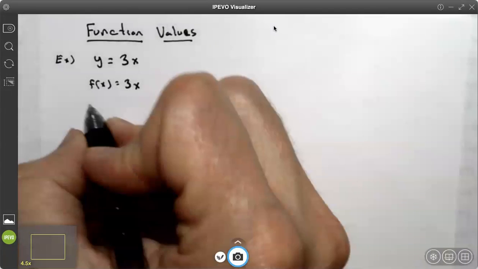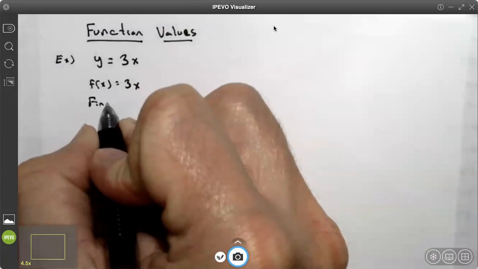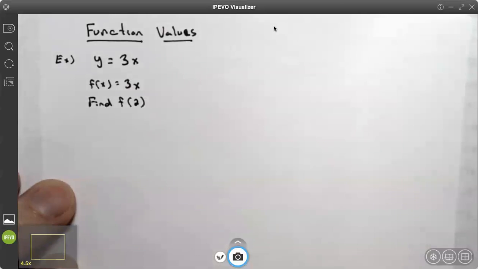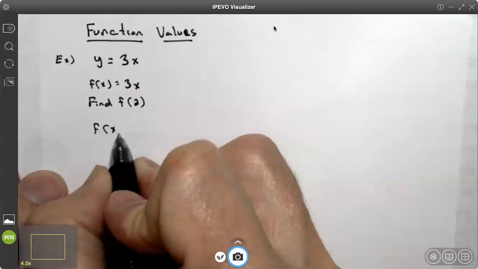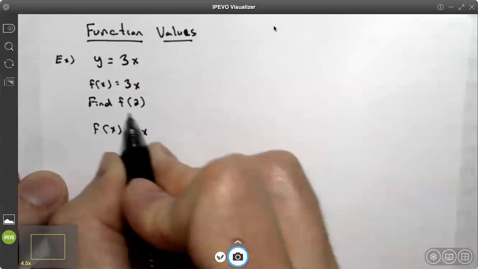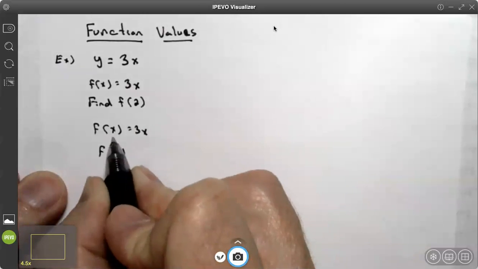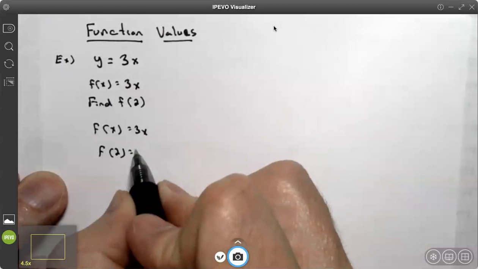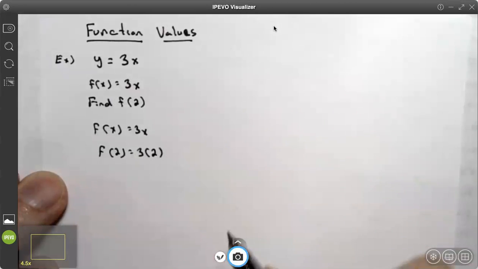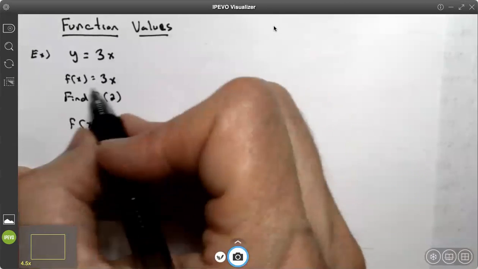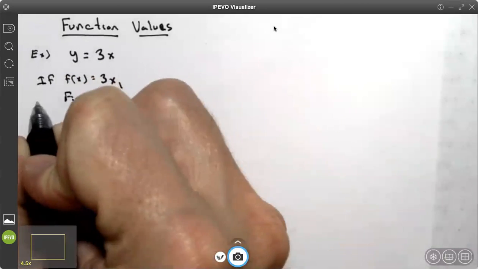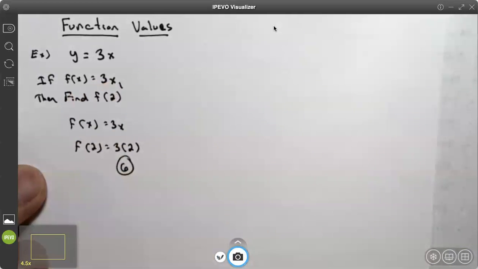And then I could ask the question, find the function of 2. Okay, so I have my original function, f of x equals 3x. Find f of 2. Well, I'm going to replace everywhere I see an x with a 2. If f of x equals 3x, then f of 2 equals 3 times 2, and 3 times 2 is 6, and that is my answer. So it'll say if f of x equals 3x, then find f of 2, or something like that.